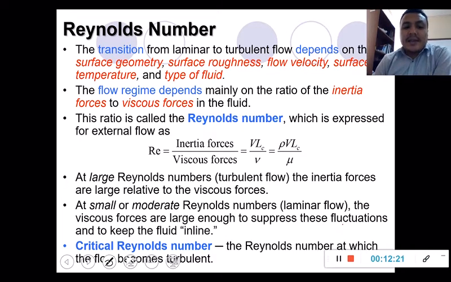At large Reynolds number, the flow is turbulent, because the inertial forces are large relative to the viscous forces. At small or moderate Reynolds number, which is laminar flow, the viscous forces are large enough to suppress the fluctuation and keep the fluid in line. That's why we have a smooth streamline, so there is no fluctuation of the velocity and no highly disordered motion. Next is the Reynolds number at which the flow becomes turbulent.